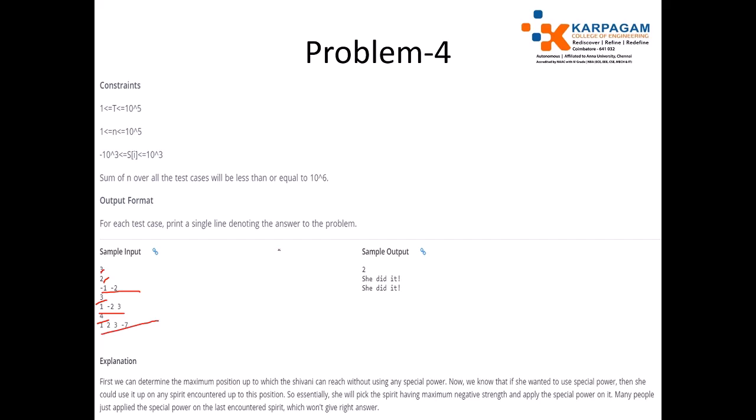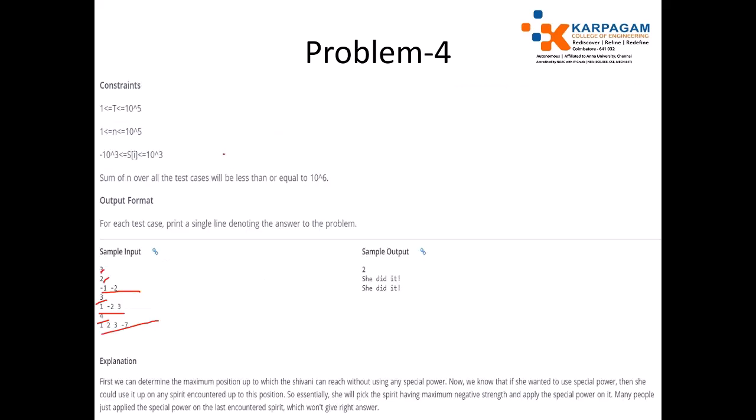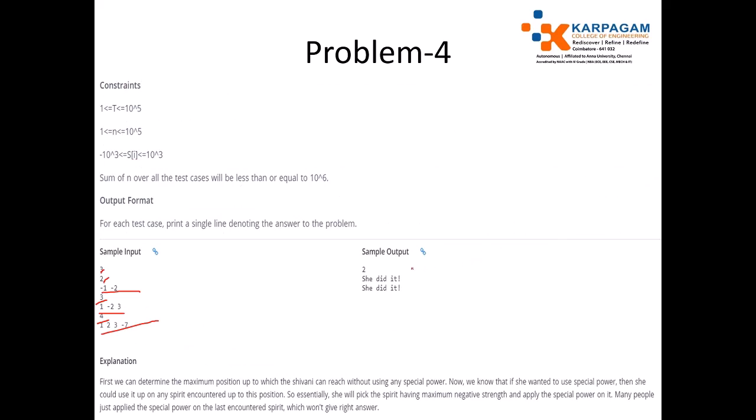Size of an array, array elements. For the first test case, the output will be 2, because you are always getting a negative value. Here we have a given constant: B decreased by S, if less than 0, and if it is negative, it means they cannot reach home safely. A positive value means that if the result is positive, we can print the CD.